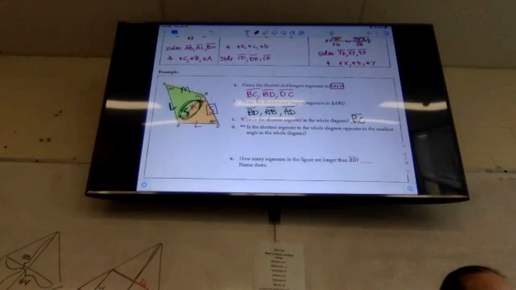Sometimes after I've done it enough times, I'm like, did I do it wrong? I might have. Okay, letter D says, is the shortest segment in the whole diagram opposite the smallest angle in the whole diagram? Yes. No. No, no, no. We just learned no, right?